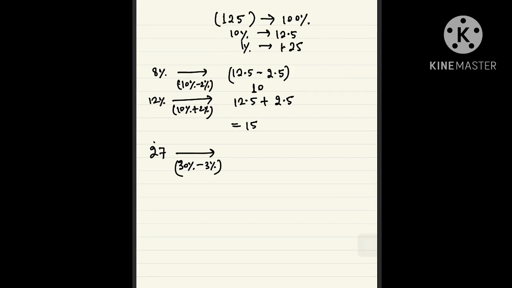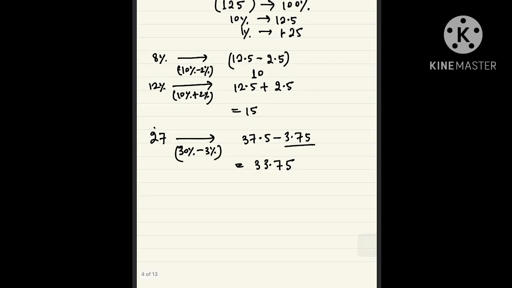So 30% is 37.5. Okay, what will be the 3%? 3% is 3.75. We will multiply it by 3. 1% is 1.25. Then what will be the 3%? 3% will be 3.75. Okay, so we will subtract it. We will get the answer 37.5 minus 3.75, that will give 33.75, right?